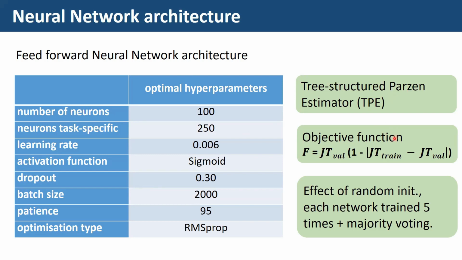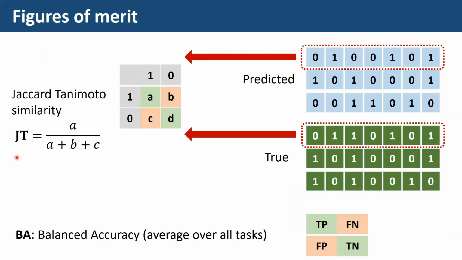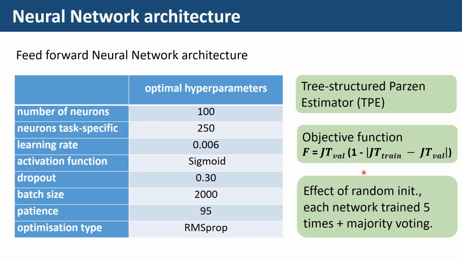We used an objective function to be maximized, which was based on the Jaccard-Tanimoto similarity between predicted and true, experimental fingerprints, on the validation set. And we also tried to avoid overfitting by including this term.